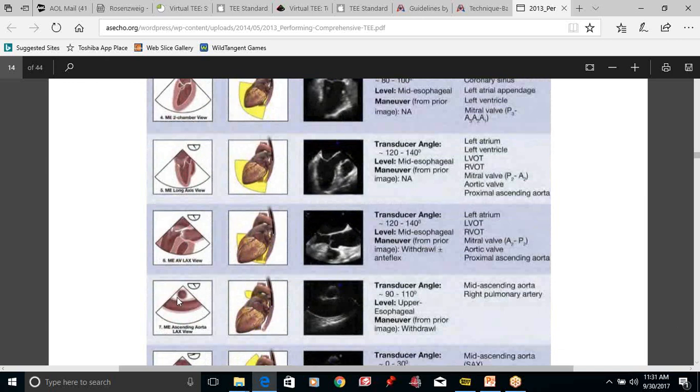If you're in your transgastric location, you straighten your probe and you rotate it 180 degrees. Now you see the aorta. This is a cross section of the aorta. And then if you just pull your probe up or push it down, you can follow the entire length of the descending aorta to see if there's any dissection. So you can get either a short axis or a long axis of the aorta.